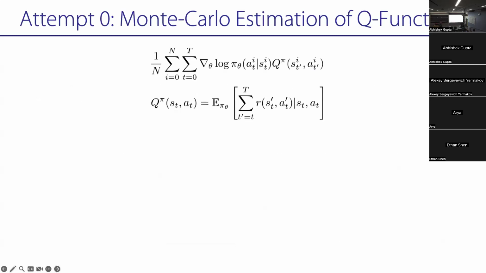Okay, so attempt zero was Monte Carlo estimation of the Q function. We said, let's take a bunch of state-action pairs and regress from each state-action pair to the sum of rewards in the future under our current policy. So we just do Monte Carlo simulation and then solve a big regression problem to go from state and action to the future sum of rewards. What is the issue with this?